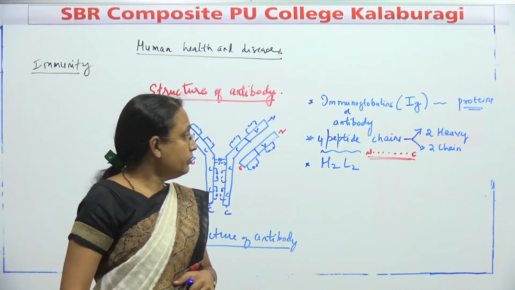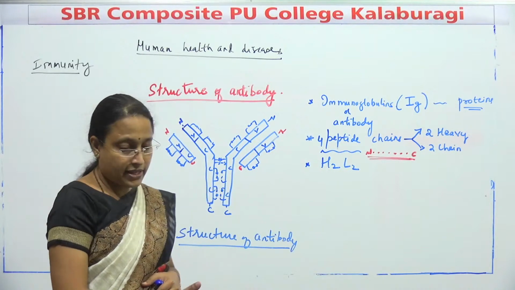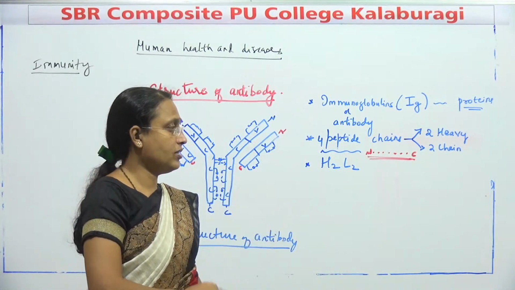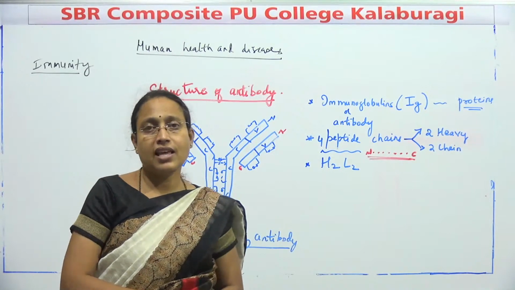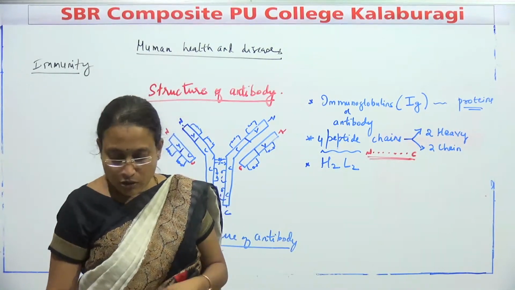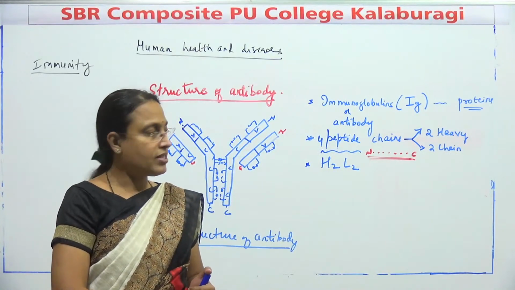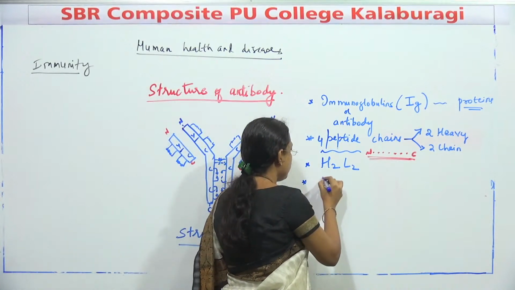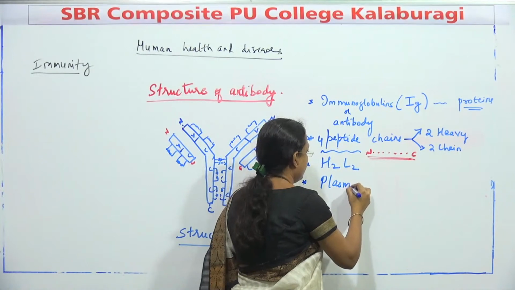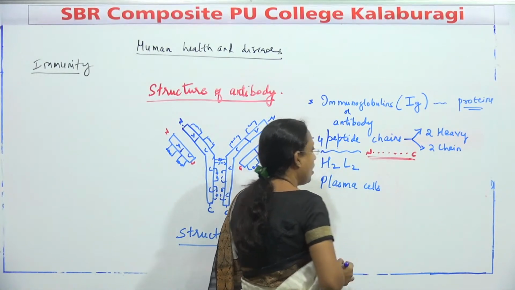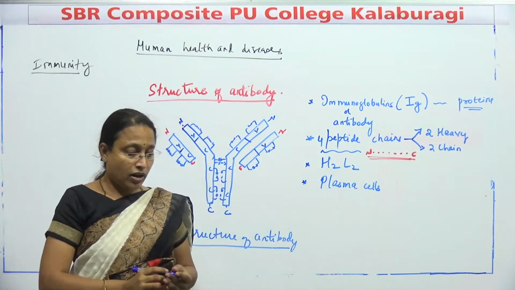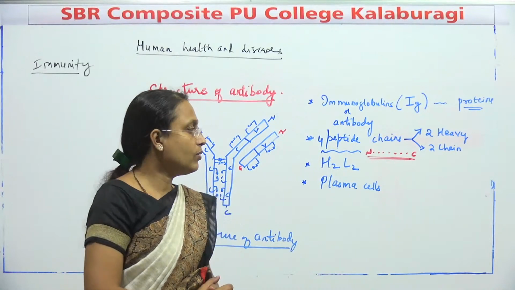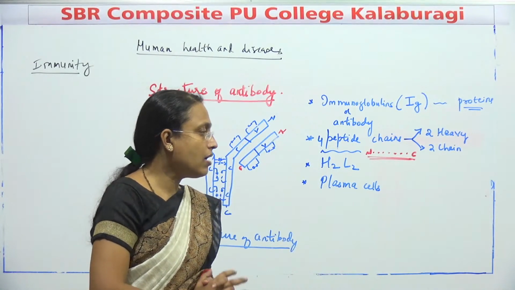Now, which cells in the immune system exactly produce these antibodies? The cell that produces antibody in the immune system is called the plasma cell. So it means that every cell will not produce antibody. Only one particular cell is able to produce the antibodies, and that cell is called the plasma cell.